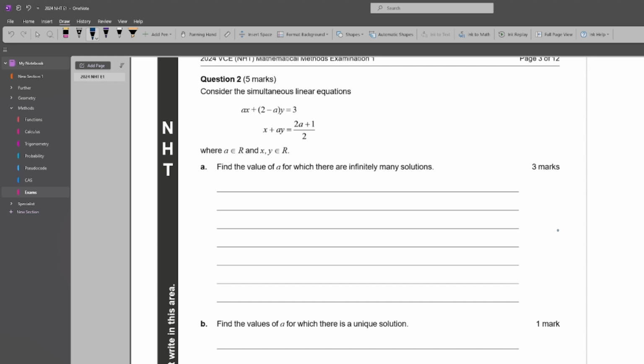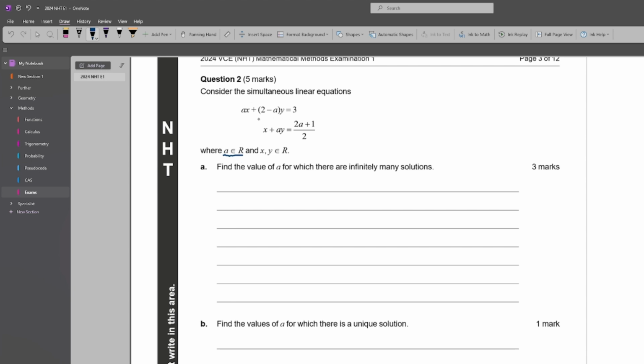Question 2. Consider the simultaneous linear equations where a belongs to R. Let's underline that. Find the value of a for which there are infinitely many solutions. Okay, so there's a lot of different ways of doing this. The way I prefer is just to rearrange the equations into the form y equals mx plus c. It's not the fastest way, but I like it because you can kind of see what's going on with the gradients and the y-intercepts very clearly and very intuitively.